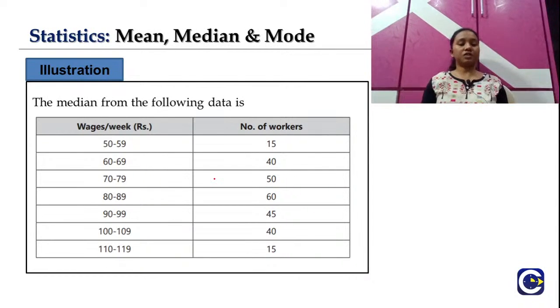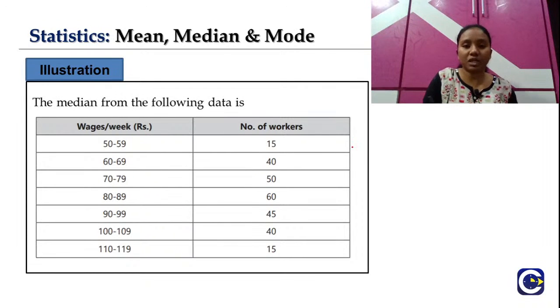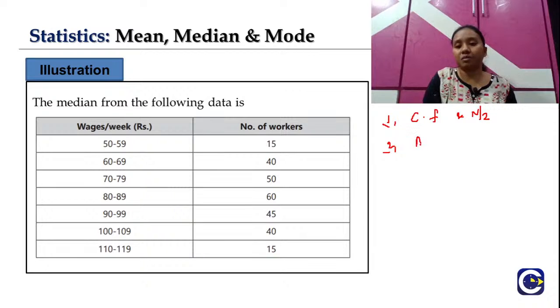So here comes the first question, guys. Let me write the formula here. Let me write the steps. First step will be cumulative frequency and n by 2. And next we have to predict the median class. We have to find the median class.